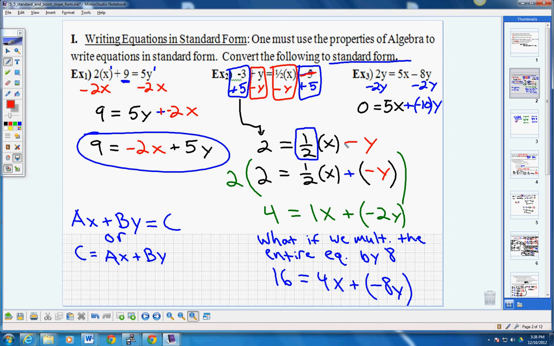Now if you remember, I do want it to be plus negative y. So I first use keep change change. Then I would like this to be an integer value. As a result, I'm just going to multiply the entire equation by 2. You'll see why this works on the next slide. When I multiply the entire equation by 2, I'm keeping everything in balance. I'm really not changing the value of the equation. So that's the same as 4 equals 1x plus negative 2y.